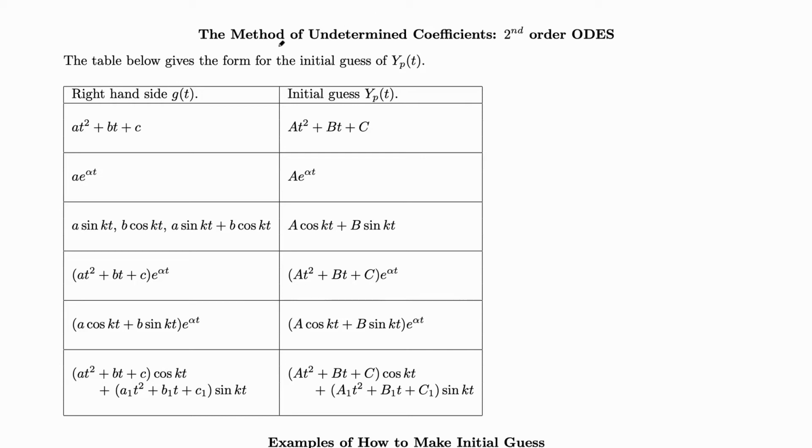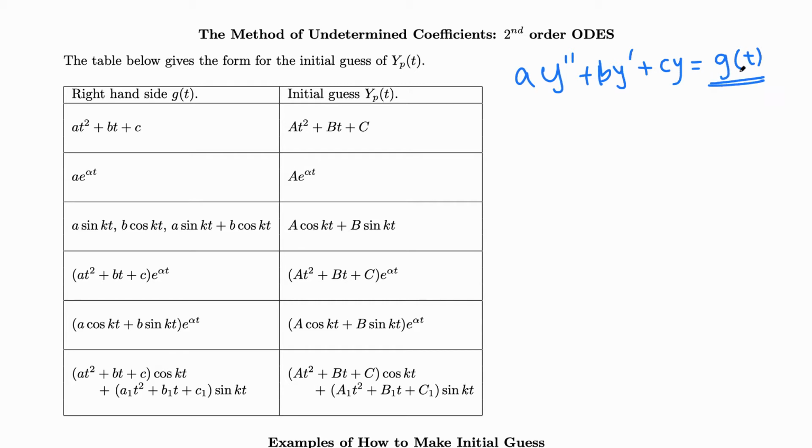The method of undetermined coefficients for second order ODEs. How to make an initial guess for the right hand side. This is the non-homogeneous term. When we are solving, let's say, y double prime plus by prime plus cy equals some function here, not zero, let's say g.